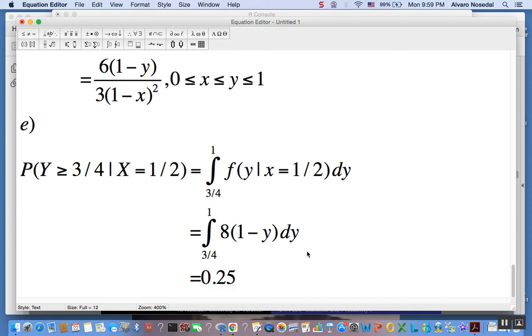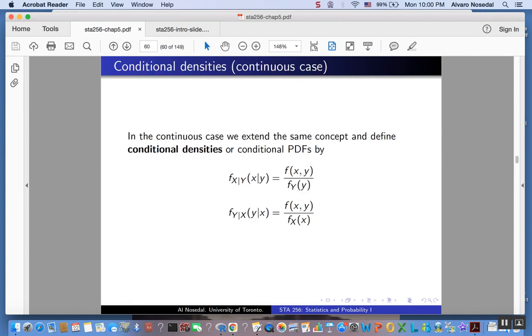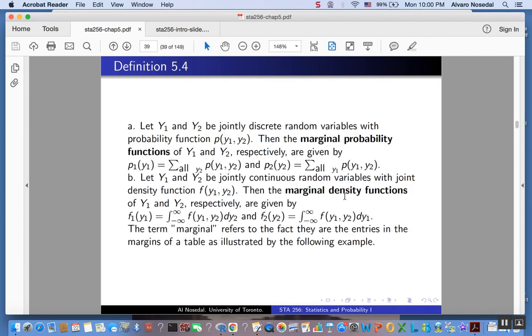Okay, so let's summarize what we did in this video. We applied a couple of important definitions, and we used them also to find a few probabilities. We talked about the definition of conditional densities, and we know that it's just an extension of the concept of a conditional probability. And we also talked about the concept of marginal probability density functions. Make sense?